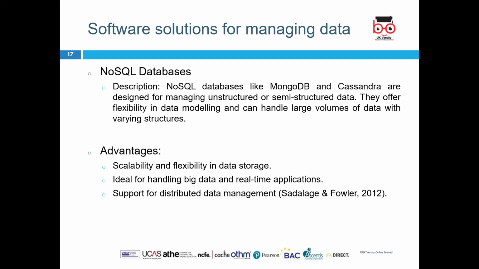Then you have NoSQL databases. Databases like MongoDB and Cassandra are designed for managing unstructured and semi-structured data. They offer flexibility in data modeling and can also handle large volumes of data. These types of databases are ideally suited for handling big data and real-time applications, for example, stock market transactions and banking transactions, and there is support for distributed data management, and all of this happens in a real-time environment.